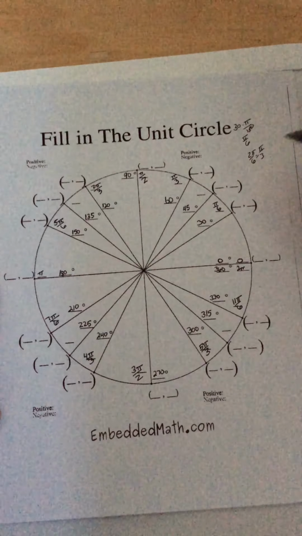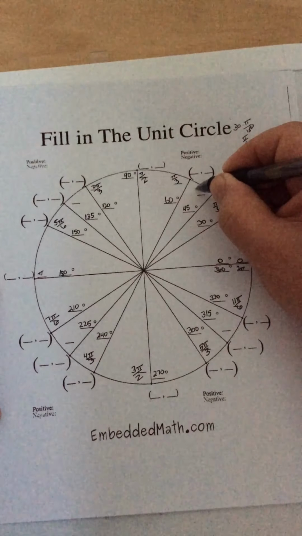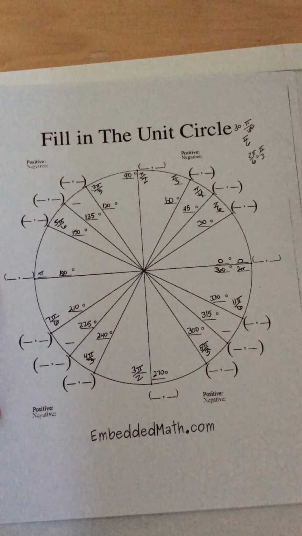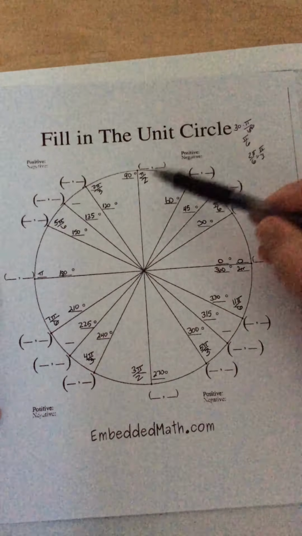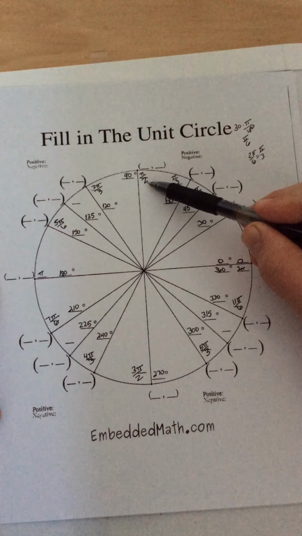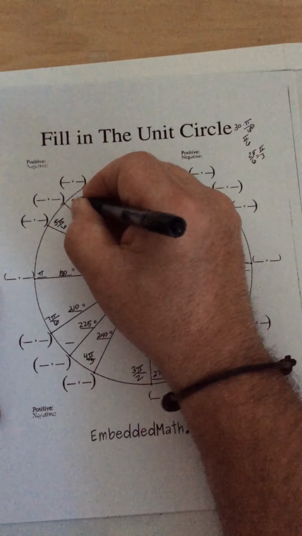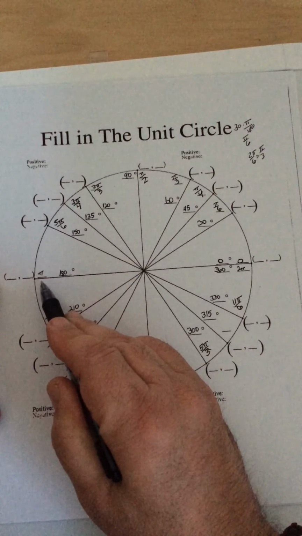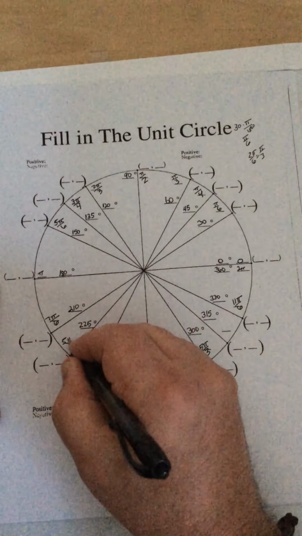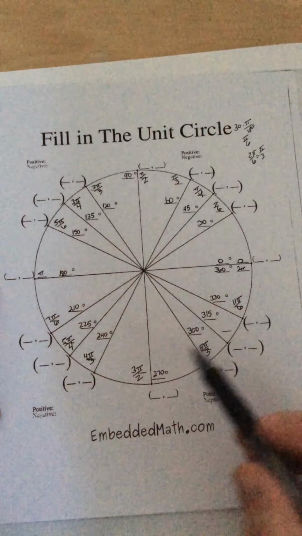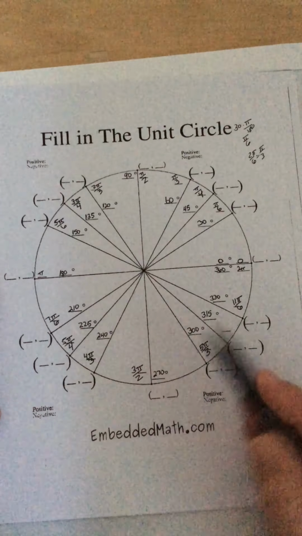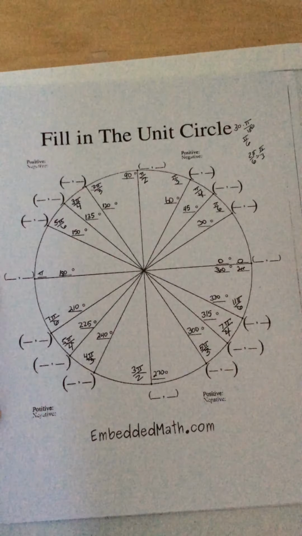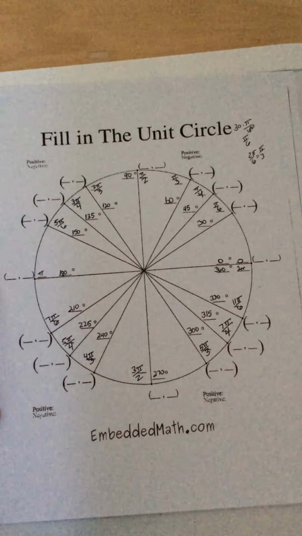45 degrees, if we converted it, would be pi over 4. So let's count by that. So 0, 1 pi over 4, 2 pi over 4 reduced is pi over 2. So here's 3 pi over 4, 4 pi over 4 reduced is pi, 5 pi over 4, there's 6 pi over 4 reduced. So this one has to be 7 pi over 4, and 8 pi over 4 reduced. So there are your radians.